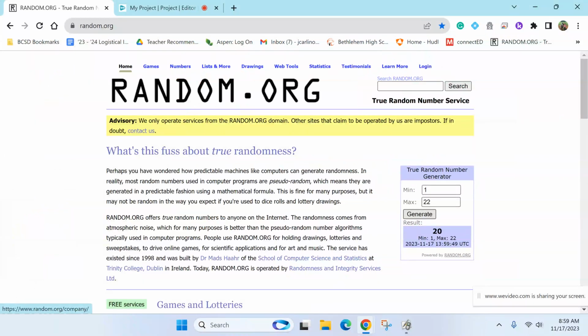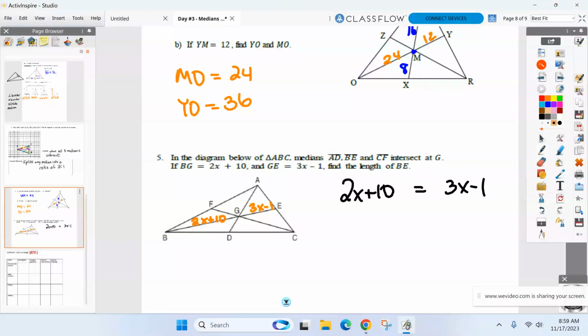Brendan, how do you want to adjust this? You multiply the 3x minus 1 by 2. Yep, I can do this. Or, if you didn't want to do that, over here on the 2x plus 10, multiply it by 1/2, right? Because this is equal to twice the other piece. All right, now you can solve it. And make sure we're finding the length of BE at the end, BE.